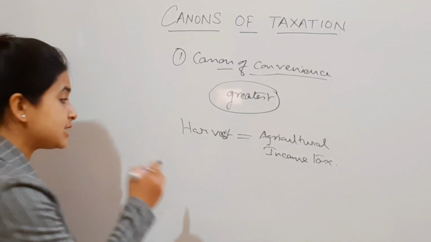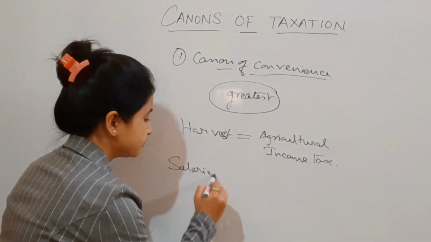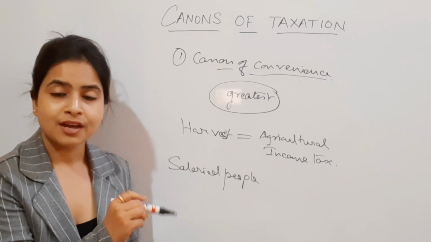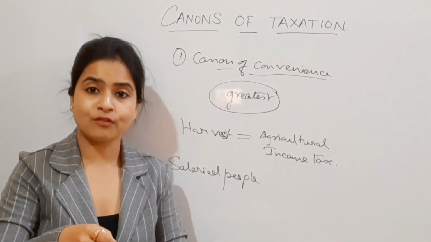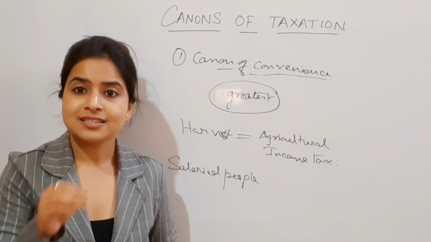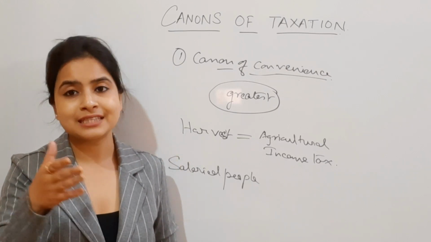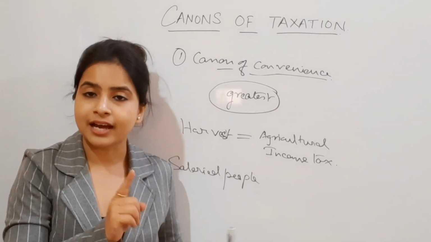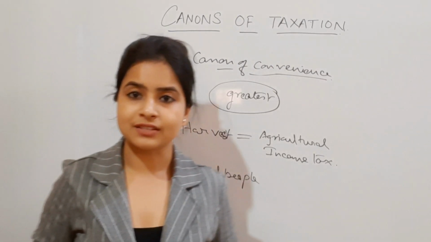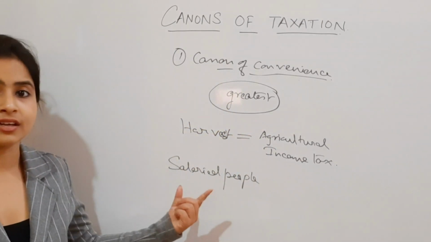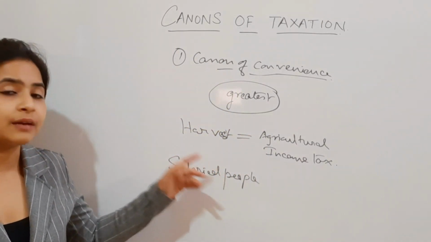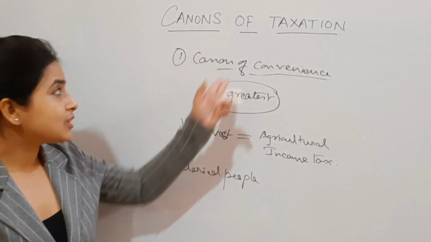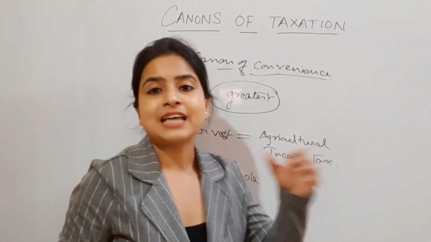Right? In the same way, salaried people. When the salaried people are getting taxed at the source time of their salary, that is at the starting, before getting the salary into their account, it gets automatically deducted, and then after that the salaried people receive their salaries, right? So this implies that this is the most convenient time the salaried people are able to pay the tax to the government. So this is what the canon of convenience actually means.